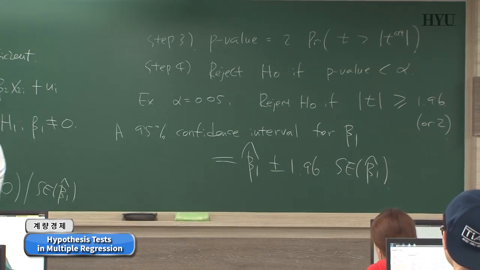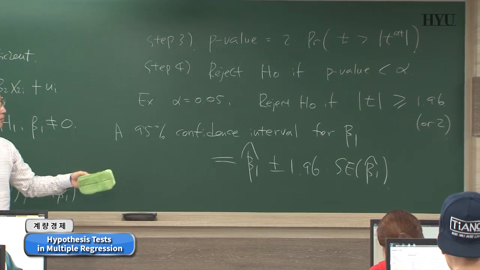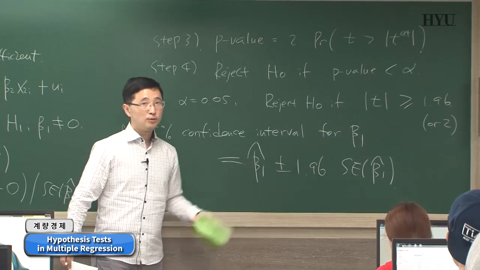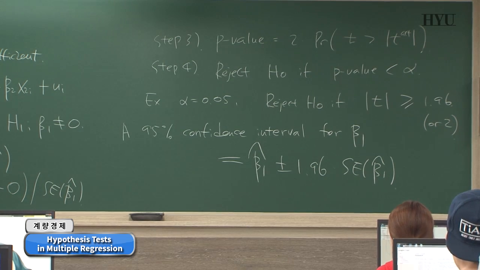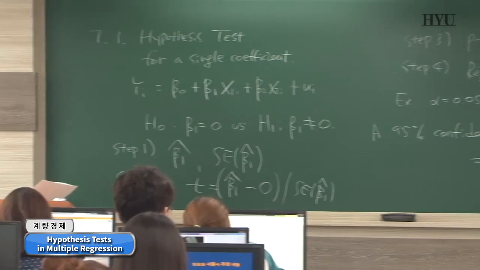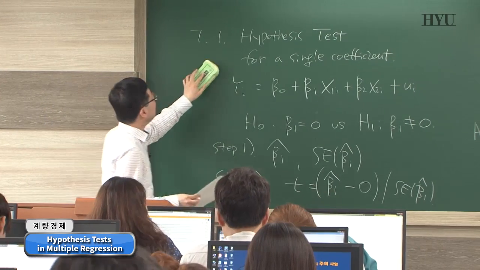Again, there's no difference in a confidence interval. This is how you get it, right? Beta 1 hat plus minus 2 times standard error. So everything is perfectly the same as in chapter 5. Okay, so let's move on.